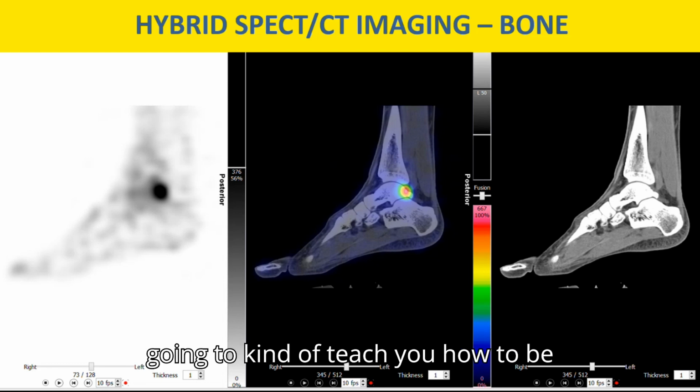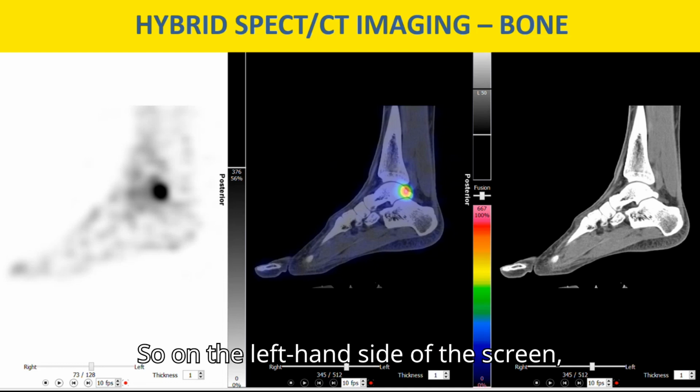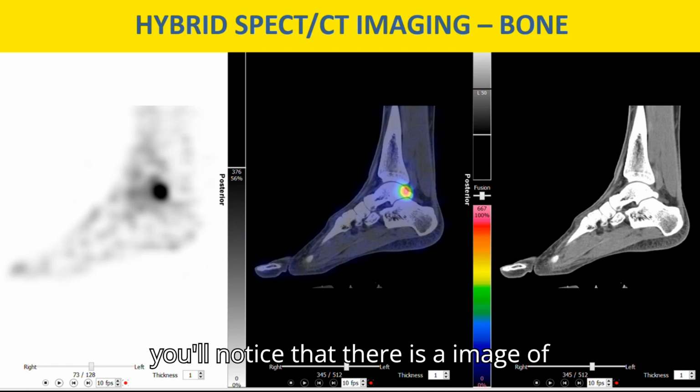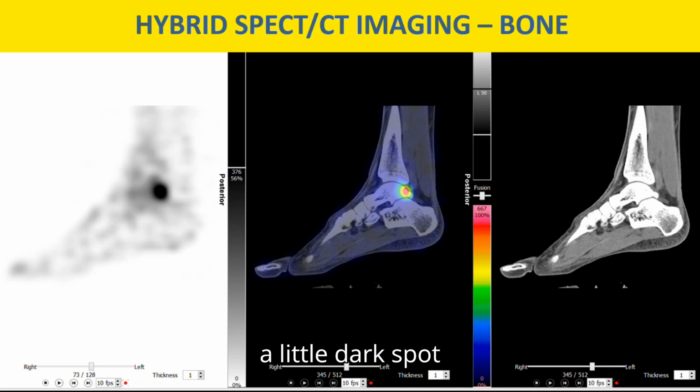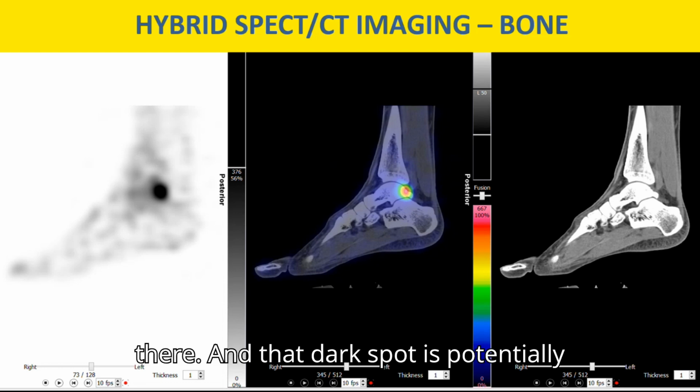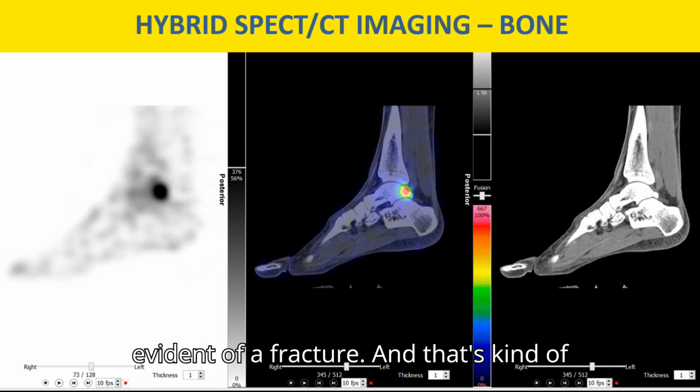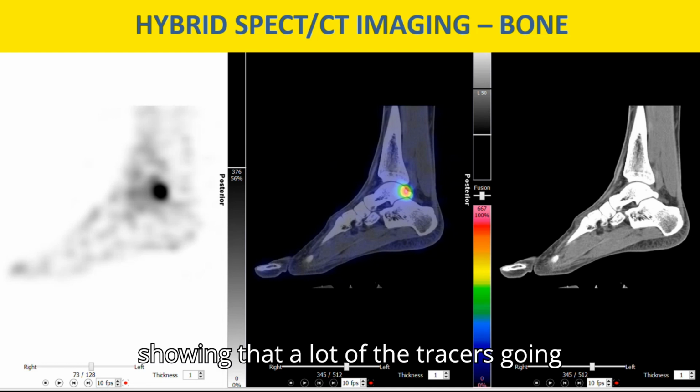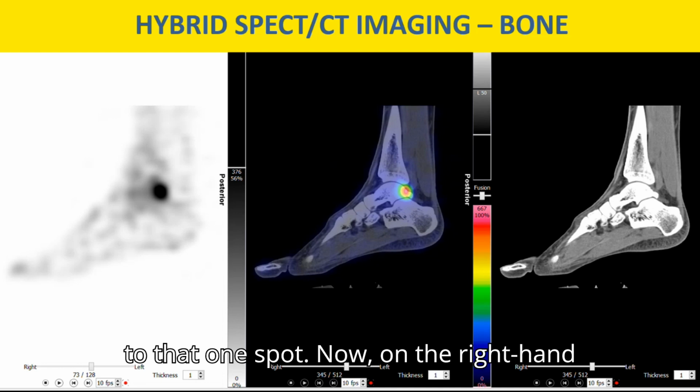I'm going to teach you how to be doctors for a second. On the left-hand side of the screen, you'll notice an image with a little dark spot, and that dark spot is potentially evidence of a fracture. That's the tracer that we inject, so it's showing that a lot of the tracer is going to that one spot.